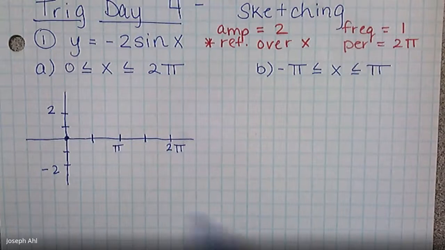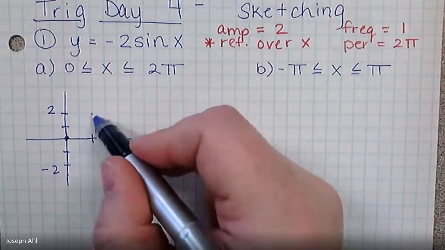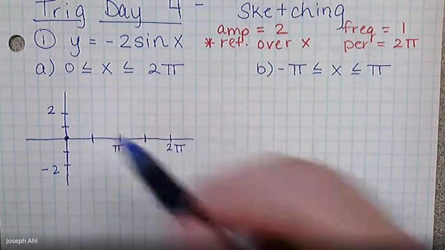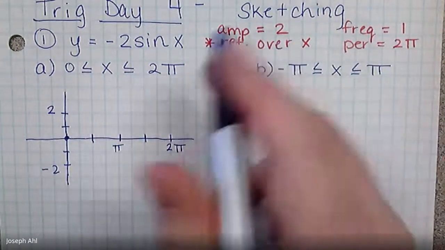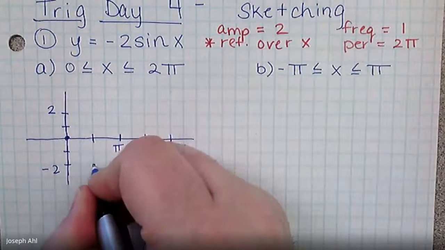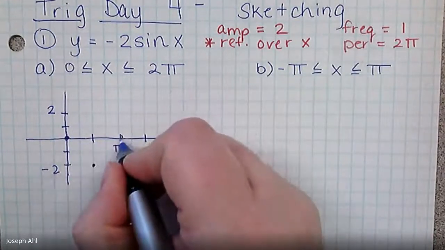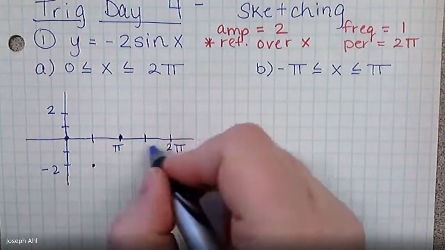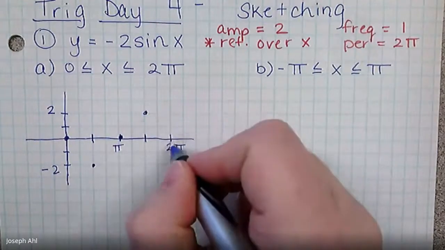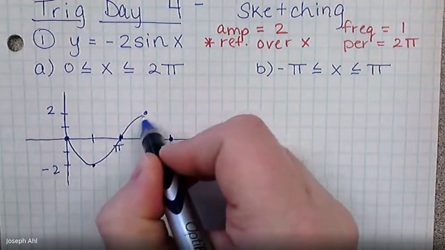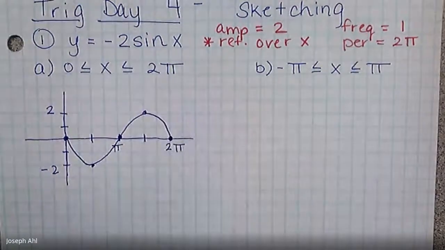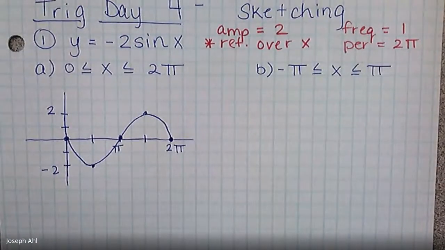And then from there, usually the sine curve, by the time you get to pi over 2, would be up at the highest point, at the max value of its range. But because it gets flipped over the x-axis, don't forget about that piece, it's going to go down to -2 first. And by the time you're back at pi, you're back at 0. At 3 pi over 2, you're going to be up at 2. And then at 2 pi, we're back down to 0. So an upside-down sine curve with an amplitude of 2 looks something like this over the interval from 0 to 2 pi.